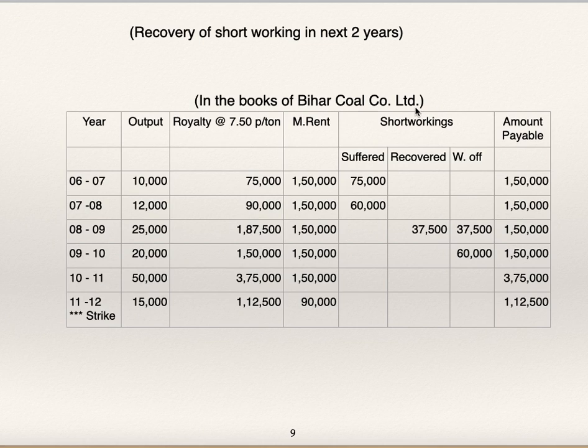In the books of Bihar Coal Company Limited, this same table is applicable for preparation of ledger and journal in the books of landlord as well as lessee. Columns are year, output, royalty at the rate of 7.50 per ton, minimum rent, short working. Short working has 3 sub columns: suffered, recovered, written off. Last column is amount payable to landlord.